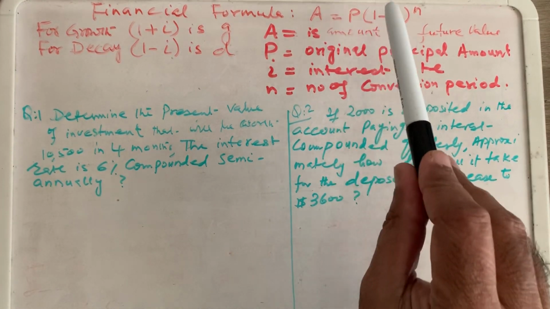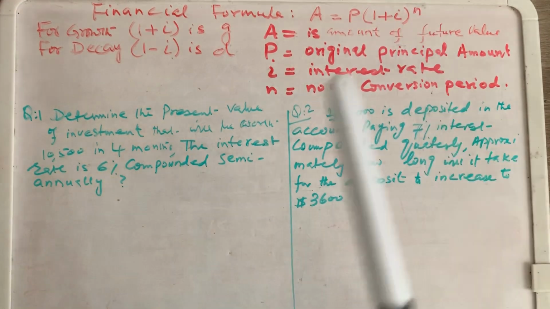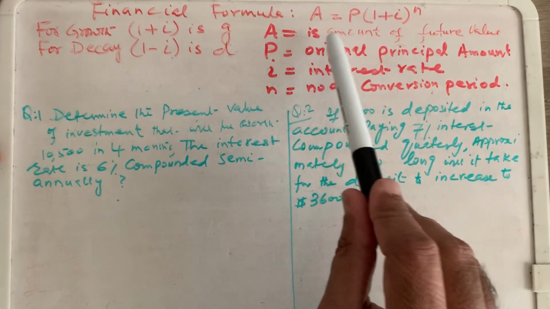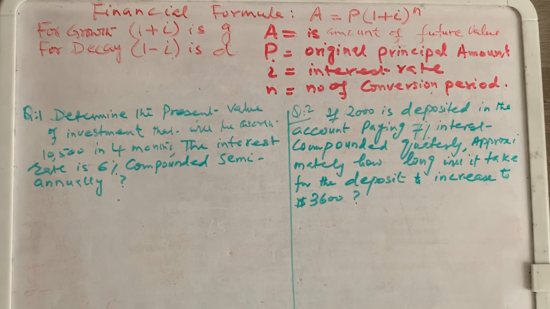P times (1 plus i) raised to the power n, where A is the amount, the future value, P is the original principal amount, and i is the interest rate, and n is the number of conversion periods.